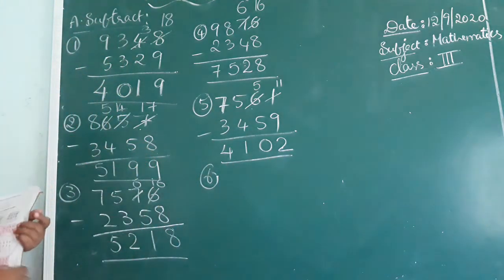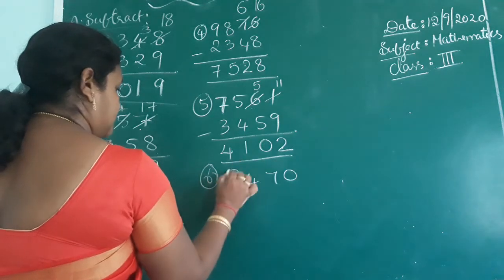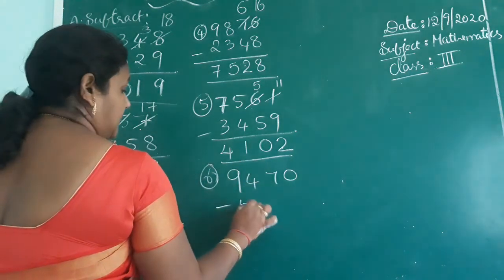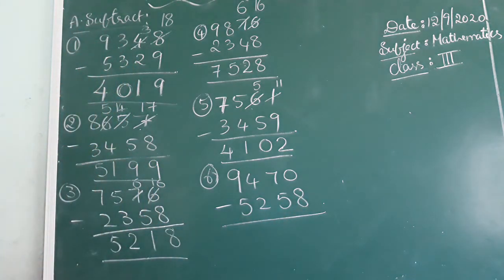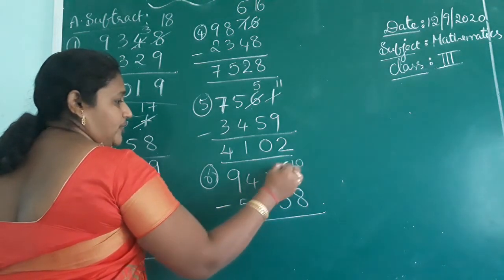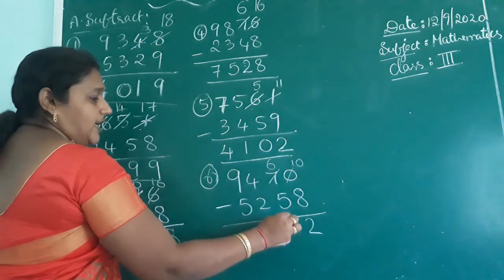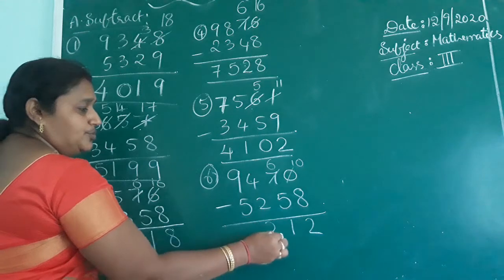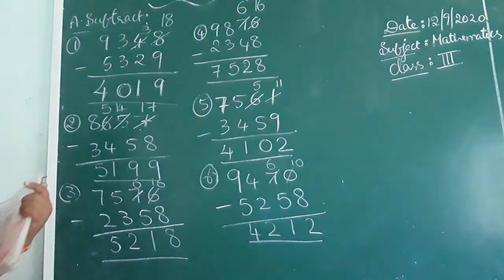See the sixth one, children. 9470 minus 5258. Okay, 0 minus 8. Is it possible to subtract 0 minus 8, children? No. So borrow. Now it is 10. The before number becomes 6. 10 minus 8, 2. 6 minus 5, 1. 4 minus 2, 2. 9 minus 4, 4. If it is possible, you can subtract. If it's not, only by that time you have to borrow from the before number.